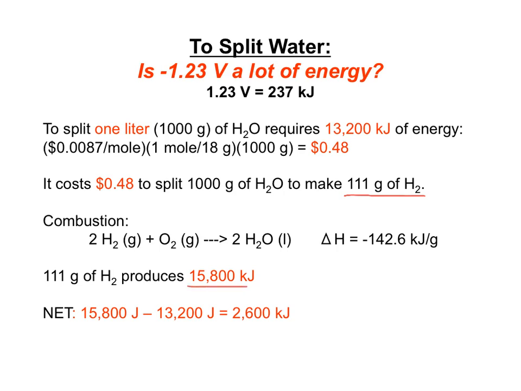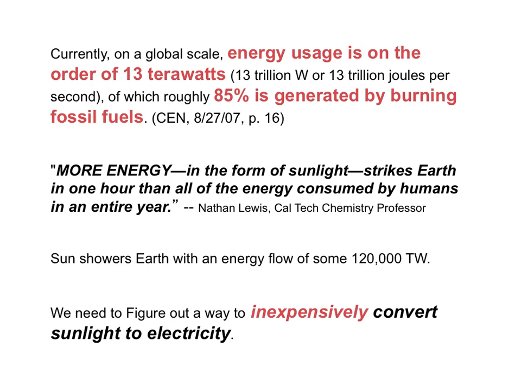Note that the net is going to be 2,600 kilojoules by splitting water and using the H2 as fuel. This is one reason why many people think hydrogen is the fuel of the 21st century. We use a lot of energy each year. The thing is, that's the amount of energy from the sun that strikes the earth in 1 hour.